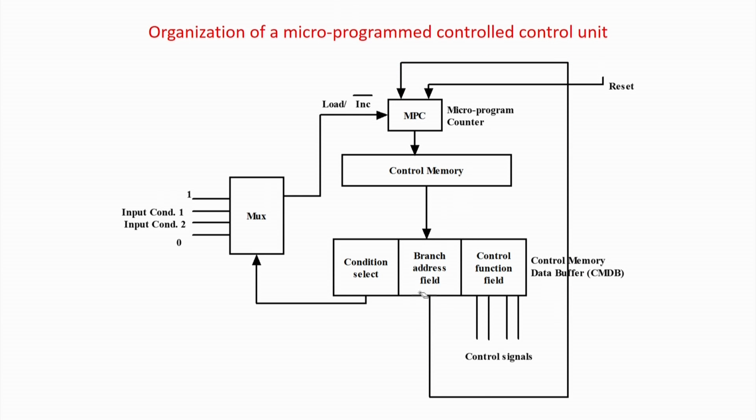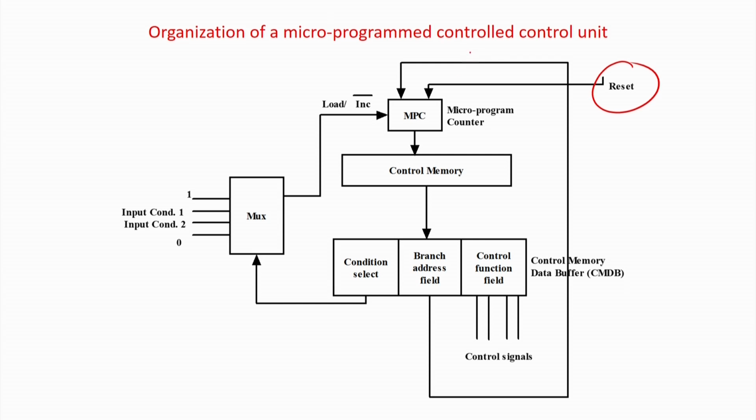Now let us look at how the microprogram is designed. One is a reset field. Obviously, if you want to start from location 0, you can reset it. This input corresponds to the jump address, which will load the microprogram counter with the jump address. But here you see, this is very interesting. There is a control to the MPC. What is the control to the MPC? It is load and increment bar.